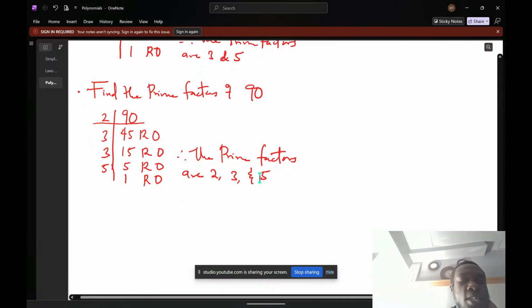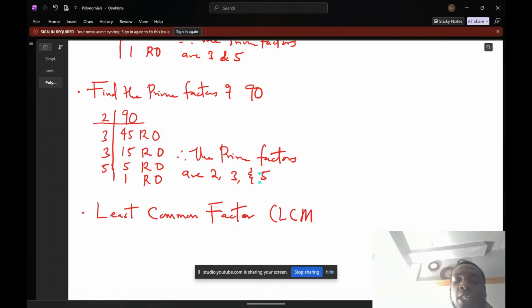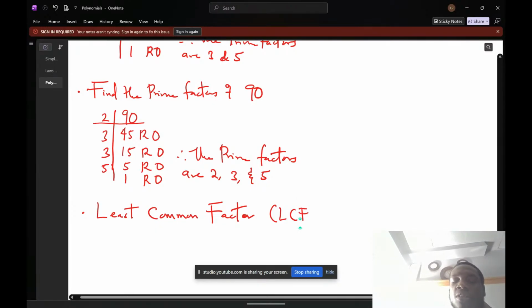So now I'm going to be doing least common factor. Okay, I can see Penny here. Good job, Penny. I appreciate you. So that's what we call LCF. In some other terms, they can call it least common multiple, but here we call it least common factor.